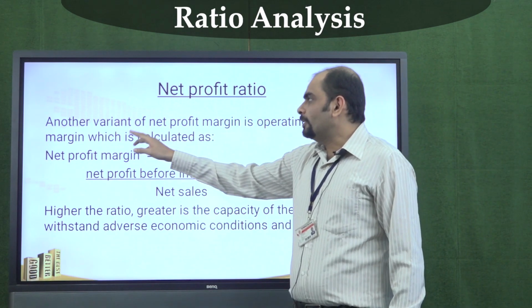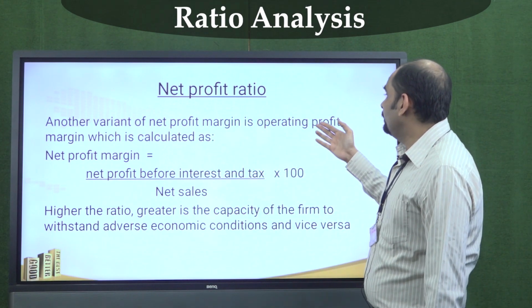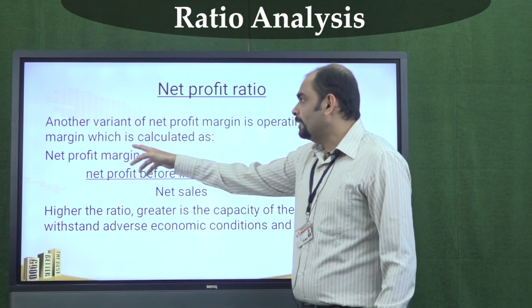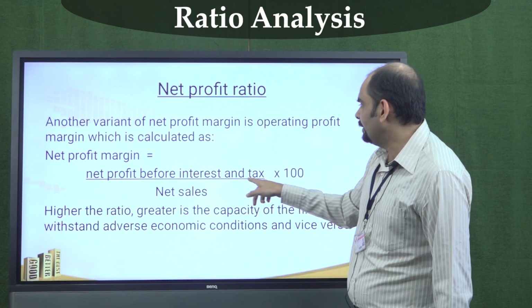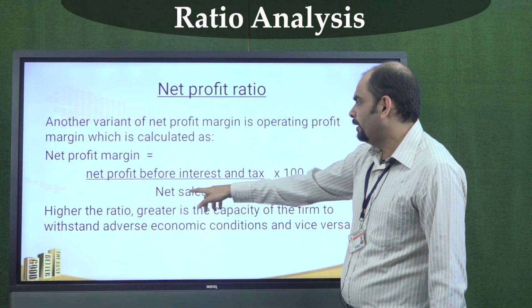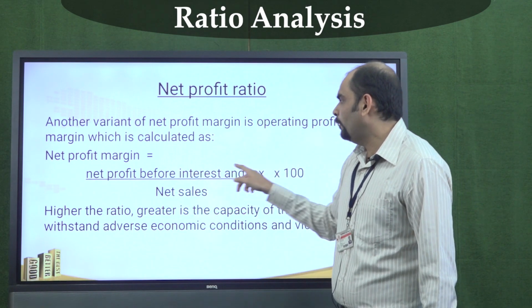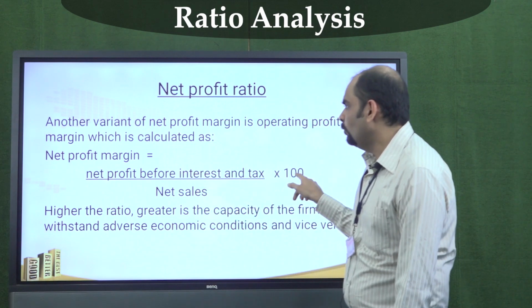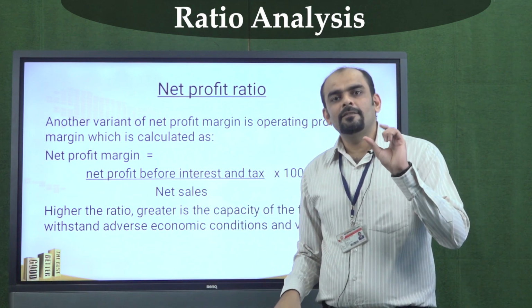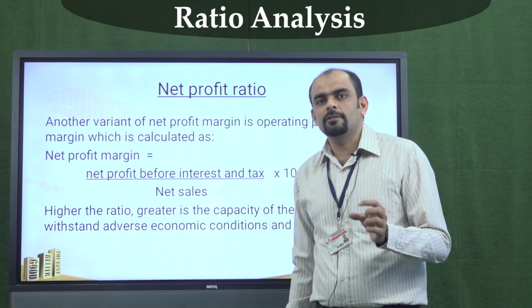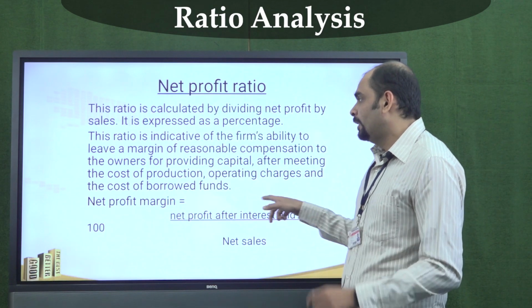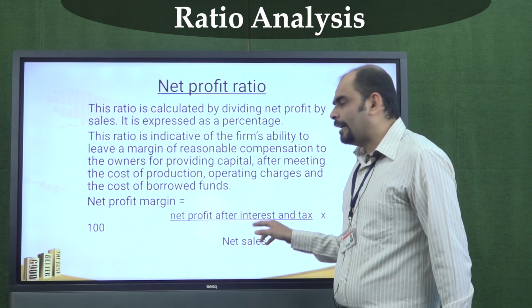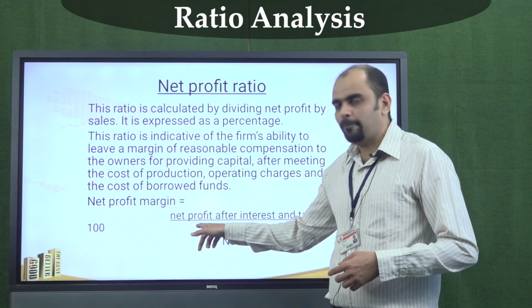Another variant of net profit margin is operating profit margin, which is calculated as net profit before interest and tax upon net sales into 100. So generally, so far as the exam is concerned, whenever they ask you net profit ratio, you have to use the formula which we have seen in the previous slide. It is always after interest and tax that we consider net profit.